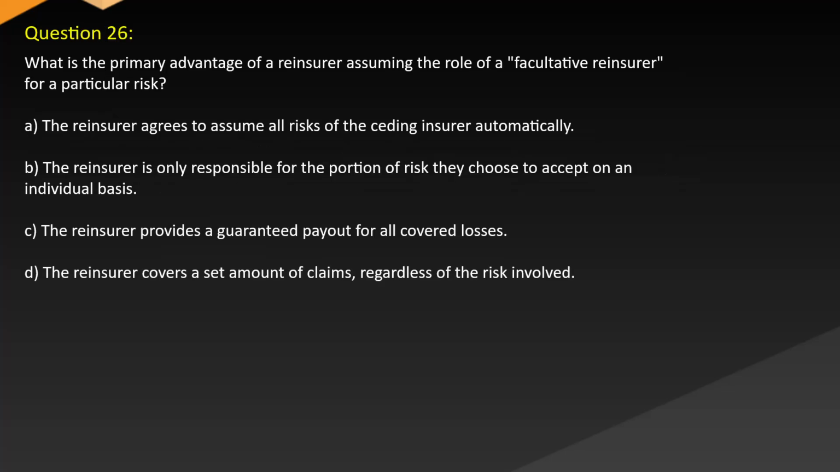Question 26. What is the primary advantage of a reinsurer assuming the role of a facultative reinsurer for a particular risk? A. The reinsurer agrees to assume all risks of the ceding insurer automatically. B. The reinsurer is only responsible for the portion of risk they choose to accept on an individual basis. C. The reinsurer provides a guaranteed payout for all covered losses. D. The reinsurer covers a set amount of claims regardless of the risk involved.